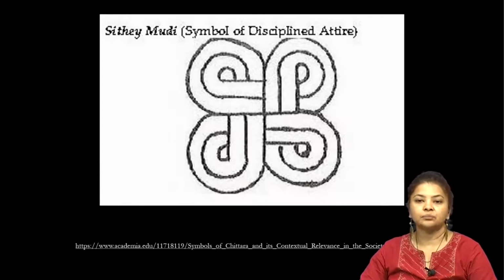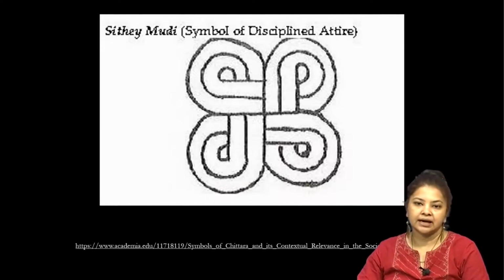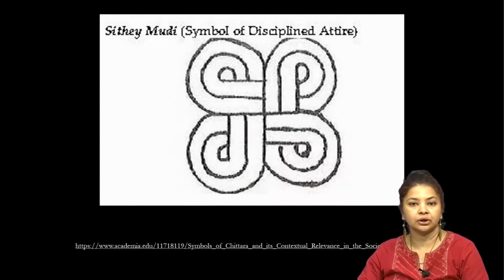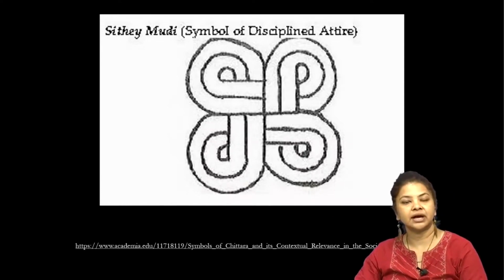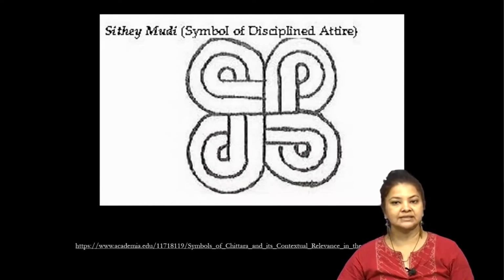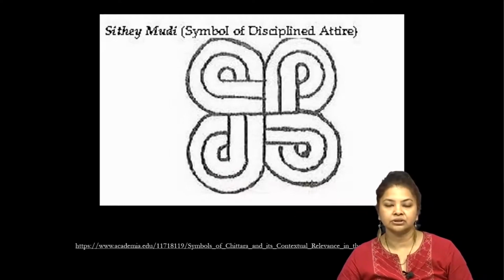Let us see some of the motifs that are commonly used in Chittara painting. So, this is Siddhi Munde, which depicts the way a sari is draped, and it also says that one should have a disciplined lifestyle. This motif represents that one should have a disciplined lifestyle and things should be done in a certain fashion, so that we gain success in our life in whatever we do. So, this motif actually represents the way a sari is to be draped.